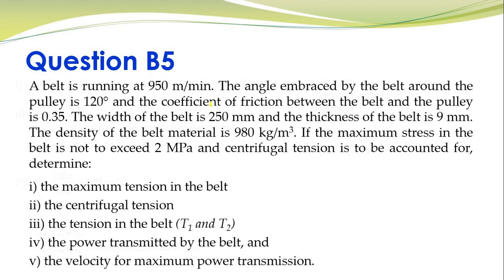So as I mentioned earlier, we need to identify the values, the parameters that are given to us in the question, as well as looking at the qualitative information that is given. So one of the things that you need to keep in mind is that we are taking into account the effect of centrifugal tension. Belt width and thickness is 250 and 9 mm respectively. The belt is rotating at a speed of 950 meters per minute.